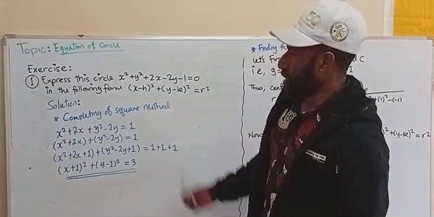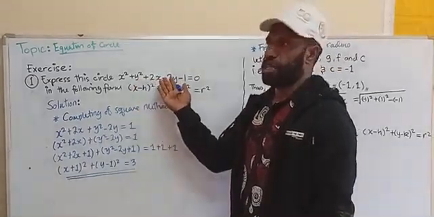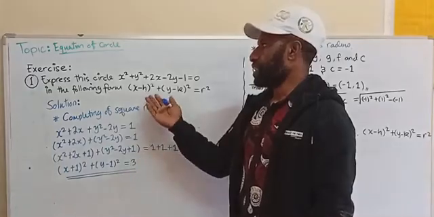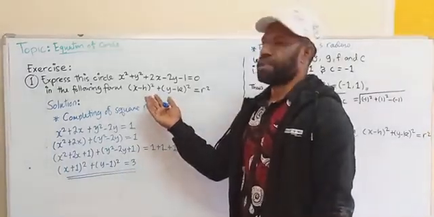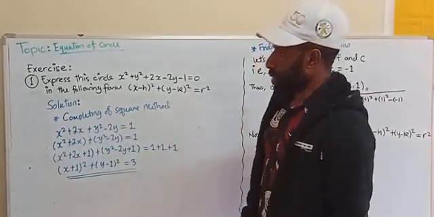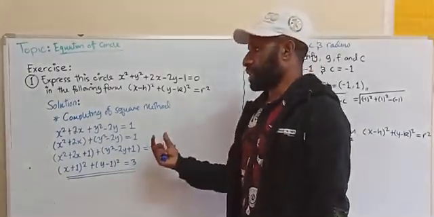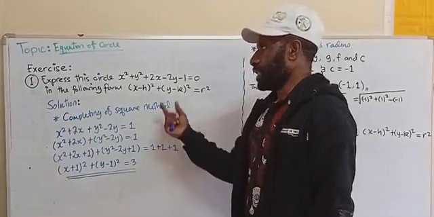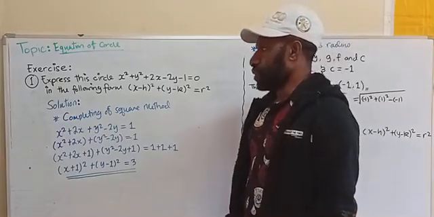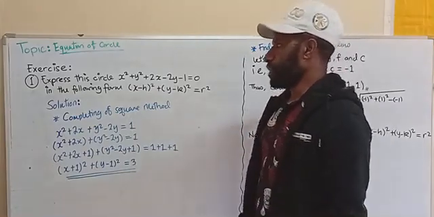So you can see that we are given an equation in the general form, which is the expanded form, and asked to express it in the factorized form. In order to do that, we will look at two different techniques. The first method that we will be using is the completing the square method.